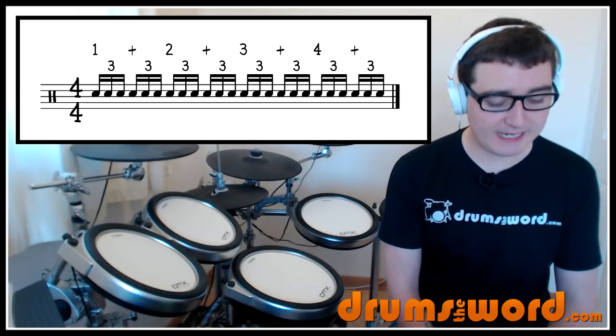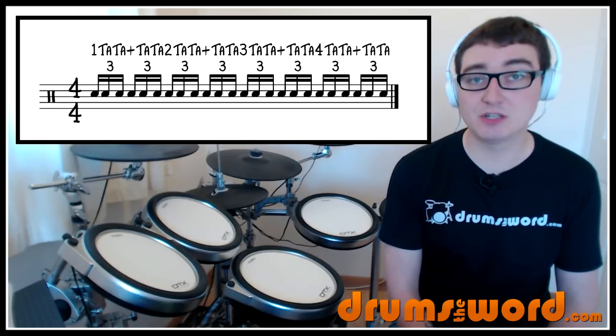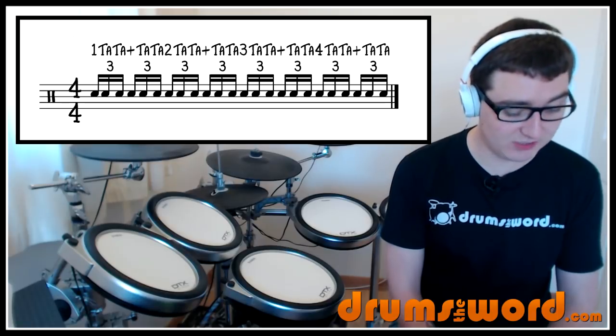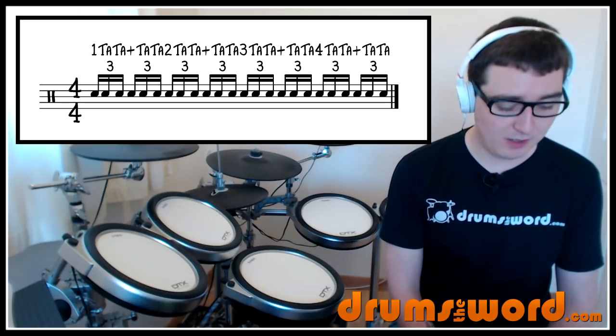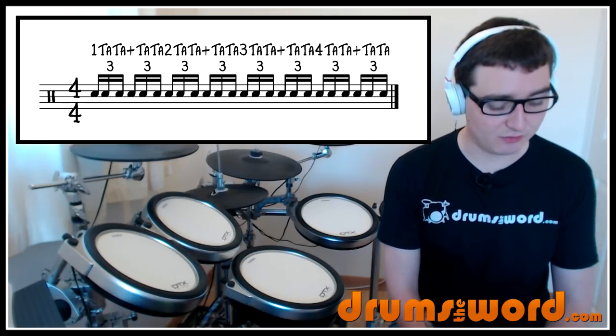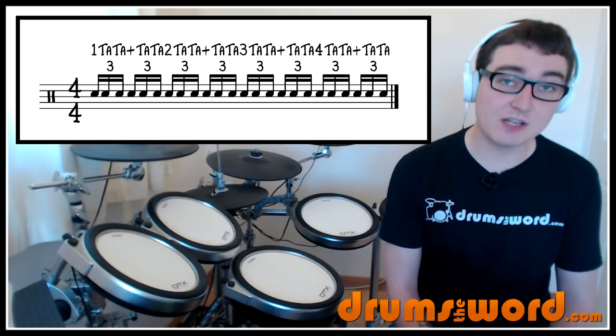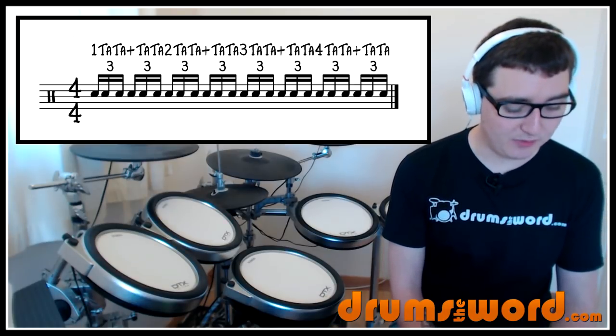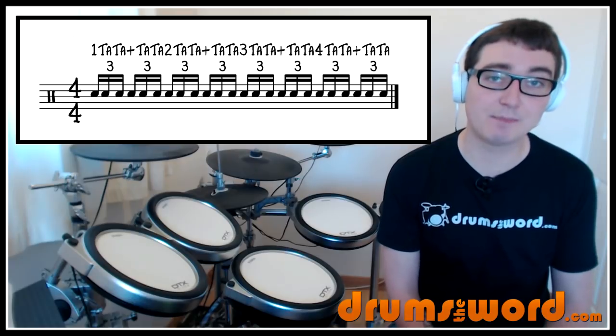16th note triplets are commonly counted 1-ta-ta, an-ta-ta, 2-ta-ta, an-ta-ta, 3-ta-ta, an-ta-ta, 4-ta-ta, an-ta-ta, with each syllable representing each counted 16th note triplet. Can you hear that the eighth notes are counted within this counting system, with the syllables ta-ta used to fill the gaps?